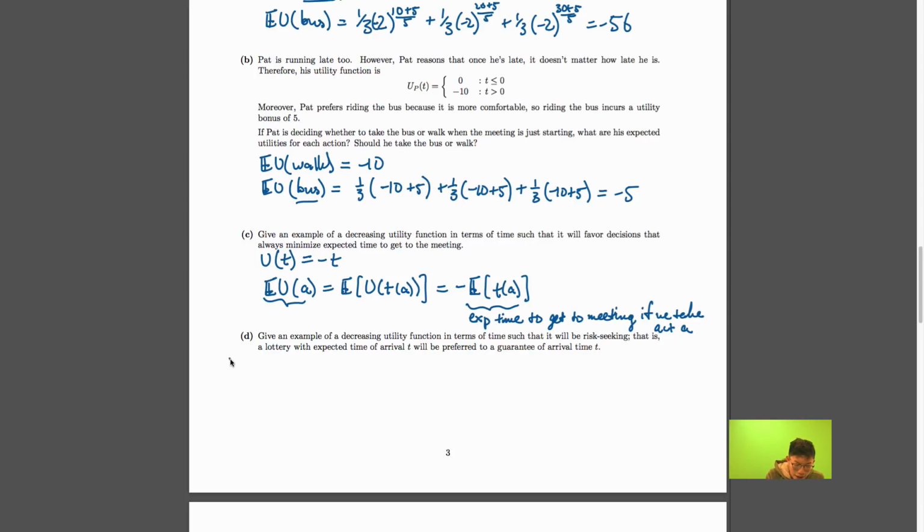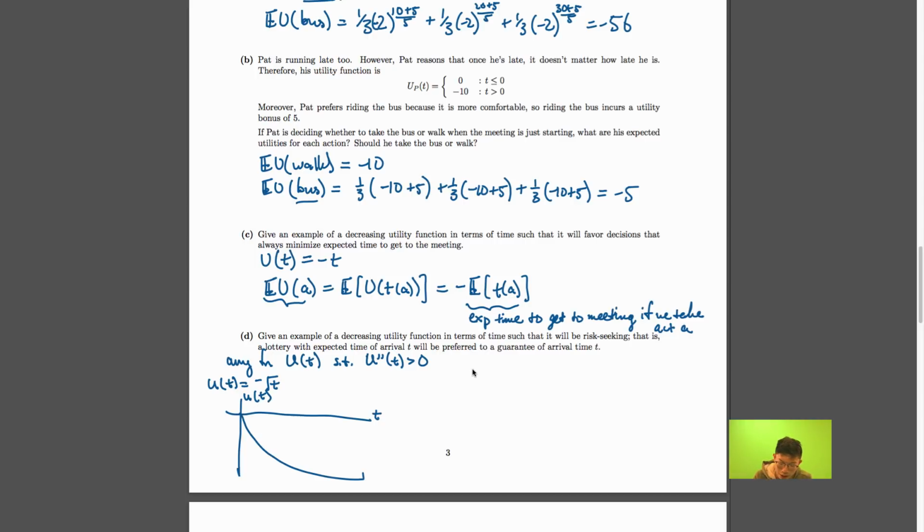So the answer is any function u of t with a positive second derivative. OK, so for example, let's just choose u of t is negative square root t. OK, so graphically, it would look like this, where this is t and this is u of t. OK, so let's look at two actions. So let's say action 1, you will get to the meeting 2 minutes late, guaranteed.